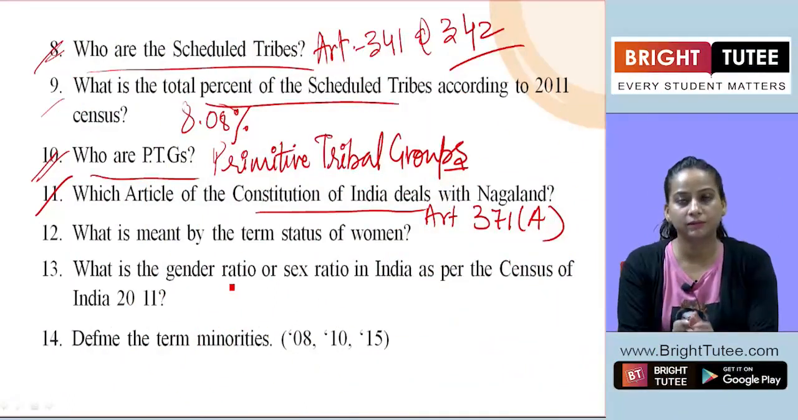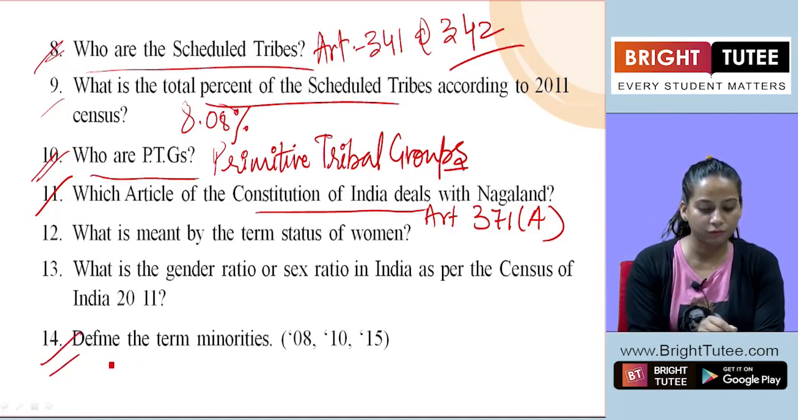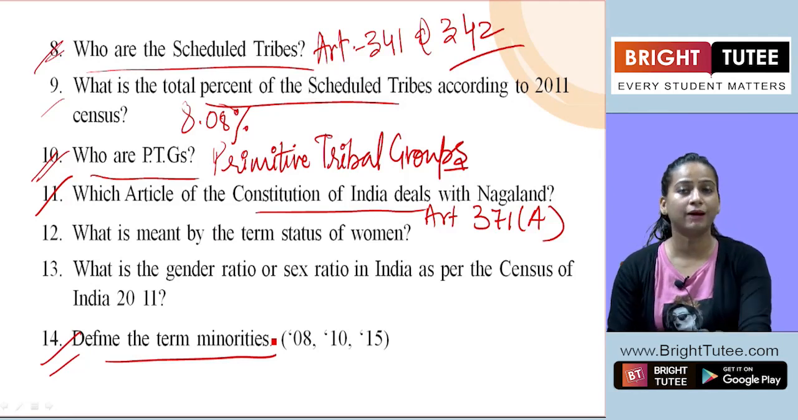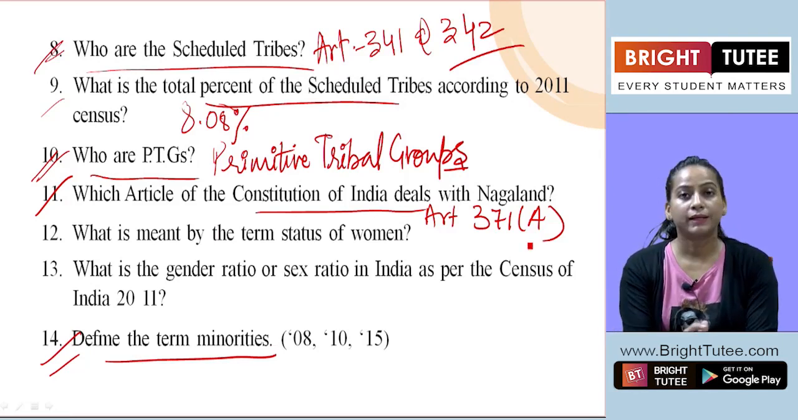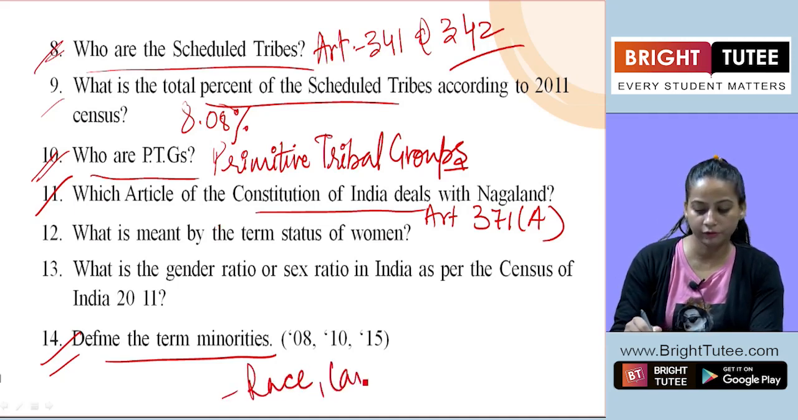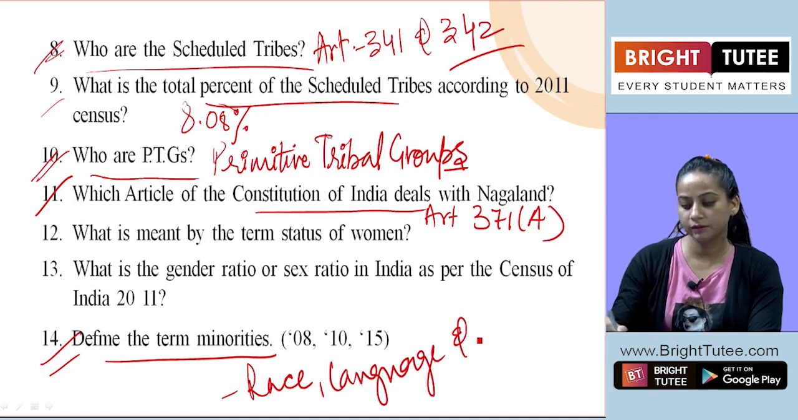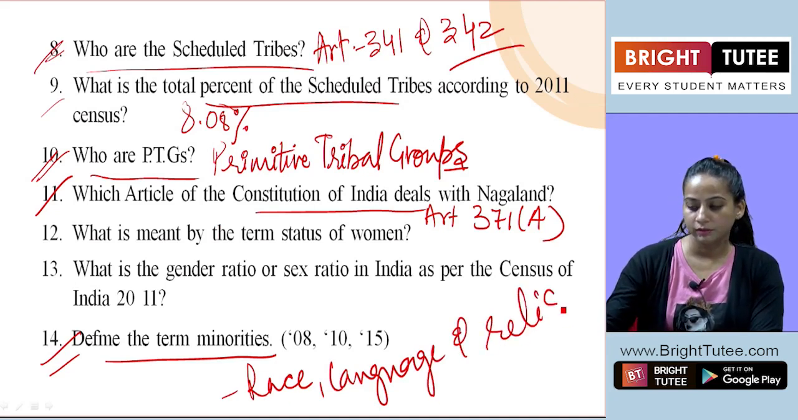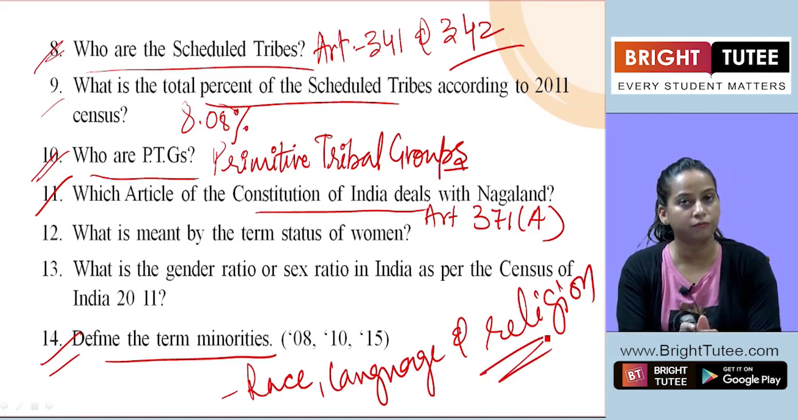Now we are going to discuss the question answers based on the third topic of Unit 4. The first one they have asked, define the term minority. So here we have to give the meaning to this term. We can say that minorities are the group of people which have a smaller population size and are differentiated on the basis of identifiable features like race, the language and religion. So in this way we can define minority.